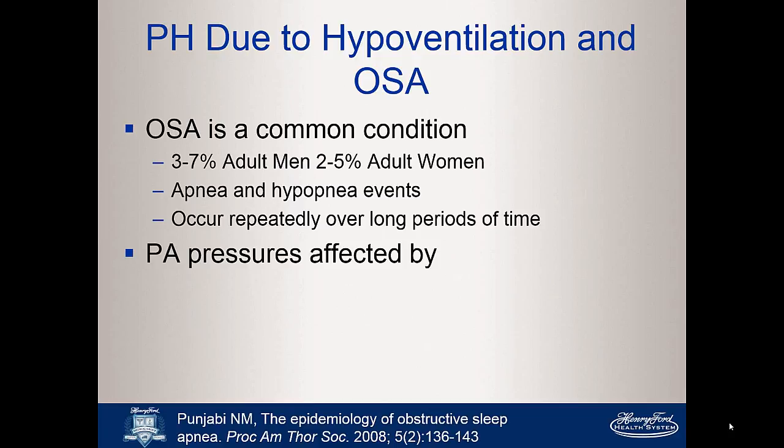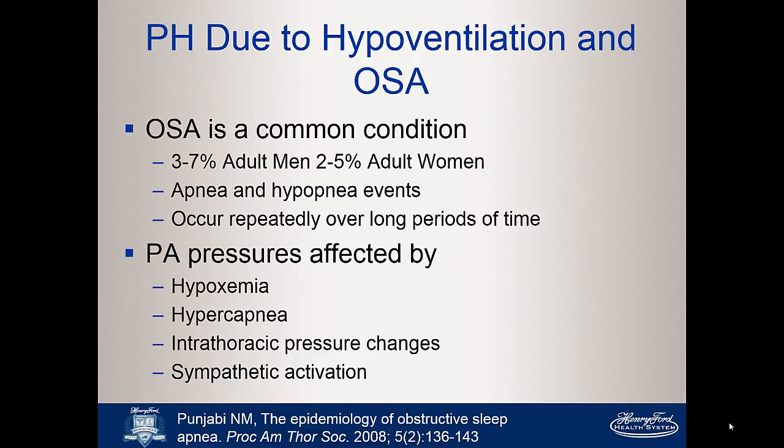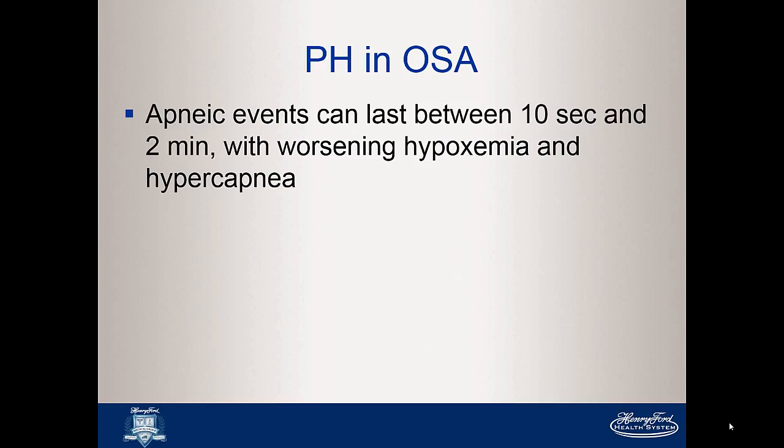PA pressures are affected by multiple facets of this condition, including hypoxemia during apneic events, possible hypercapnia, massive intrathoracic pressure swings, and the sympathetic activation of continuously waking up overnight. So we know that apneic events can last anywhere from 10 seconds to 2 minutes. The longer apneas will have worsening hypoxemia.